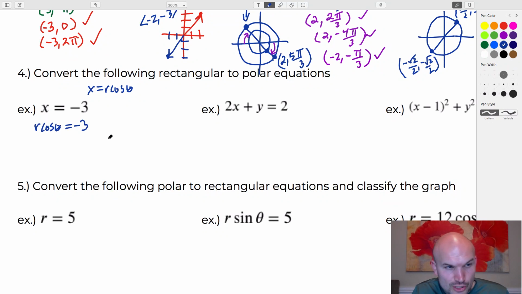Now, it is no longer written as a rectangular equation. It's written as a polar equation. On a multiple choice test or quiz, it probably is not going to be written like that as an answer choice. So we could divide by cosine on both sides.